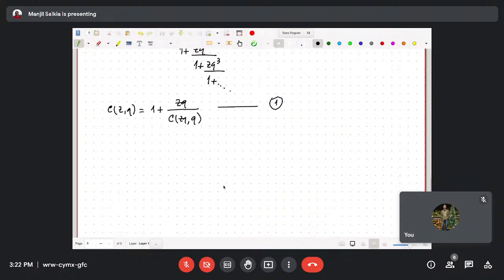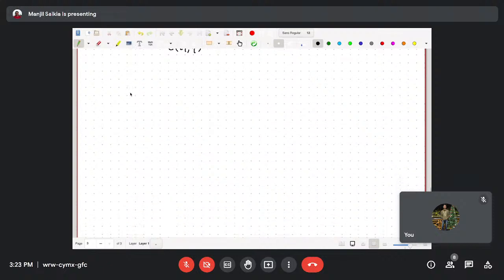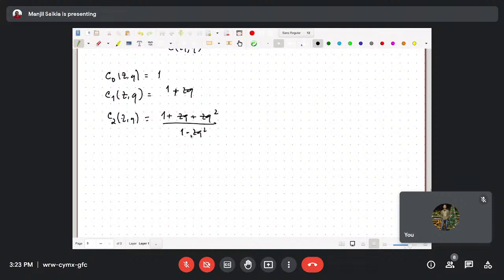Okay? So let's look again at some of the convergents in this case. I'm going to denote it by Cn of z, q. So c0 of z, q would be nothing but 1. C1 of z, q in this case would be 1 plus zq. C2 of z, q. I'm going to write until C4, and I have already calculated this, so I'm just going to copy it from my notes. 1 plus zq squared. And then C3 of z, q is equal to 1 plus zq squared plus zq cubed plus z squared q4 divided by 1 plus zq squared plus zq cubed.